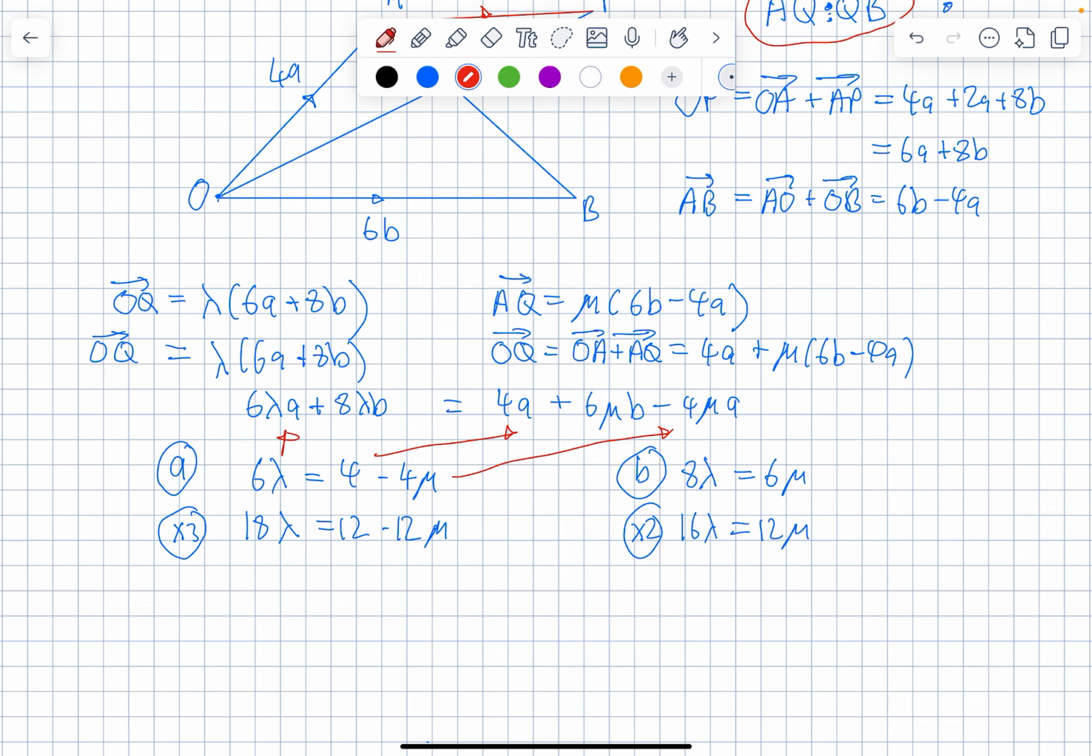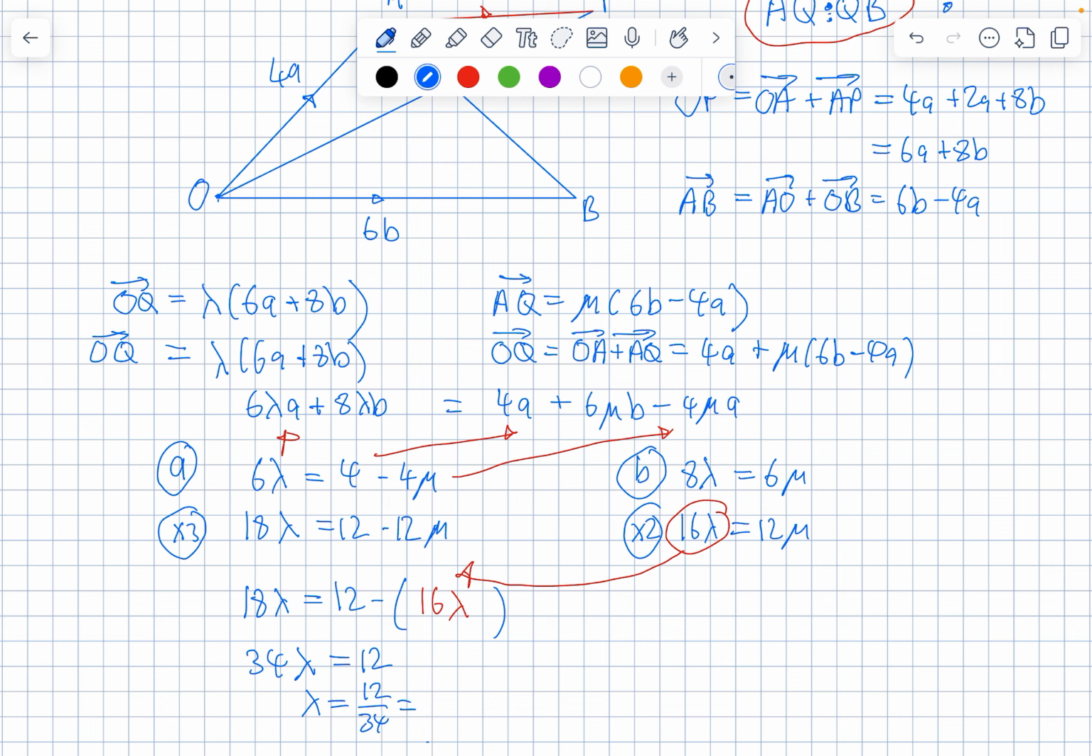And now what I'm going to do, I'm going to substitute this into this equation. So then I'll eliminate one of my unknowns. So now 18 lambda is equal to 12 minus 16 mu. So now I've got an equation just in mu. So that means if I add them together, I've got 34 mu equals 12. So mu equals 12 over 34, which is 6 over 17.